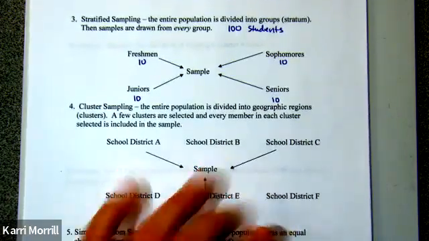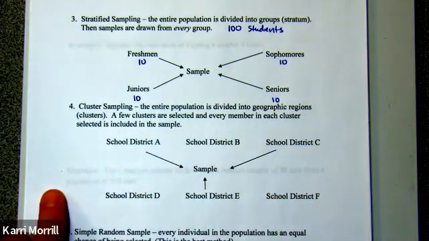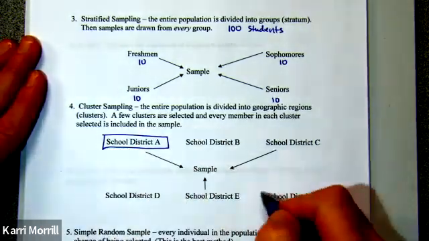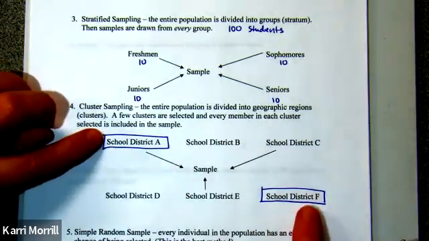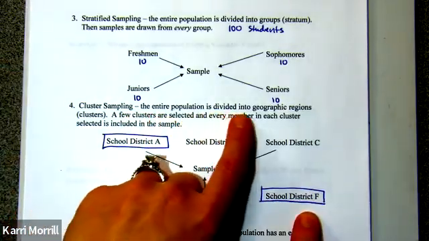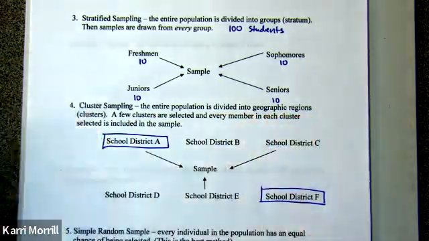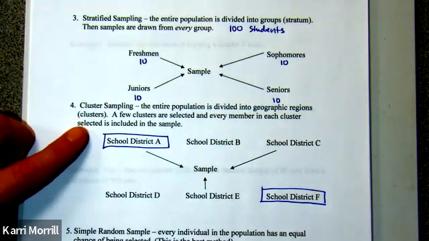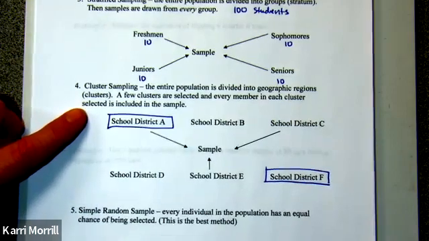But cluster sampling is saying maybe you have all these districts, for instance, and you only sample district A, so everyone in that sample in district F. So maybe you only do 2 of the 6, but it's every person in each of those groups. So cluster sampling would be the entire population being divided into, it says geographic regions, but it could be still like this, maybe freshmen, sophomore, junior, seniors. And then maybe a few clusters are selected and every member of each cluster is included in the sample.